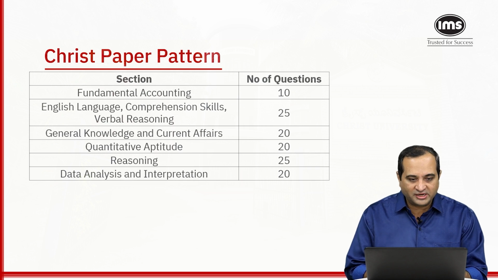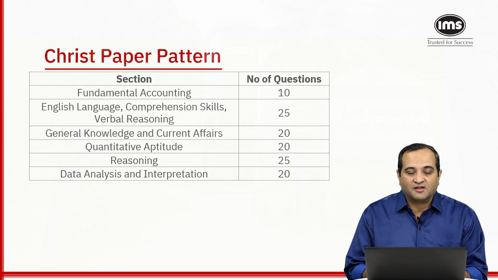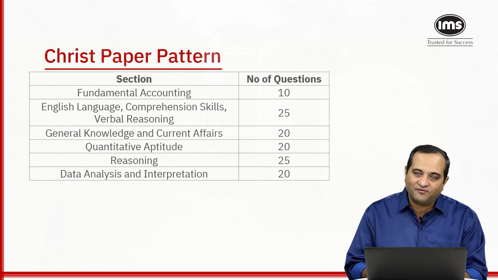This is the paper pattern for Christ. As you can see, it is divided into 5 sections, or in fact there are 6 sections. The first is fundamental accounting. On an approximation, you get 10 questions. The second is English language or the verbal skills, which is 25 questions.